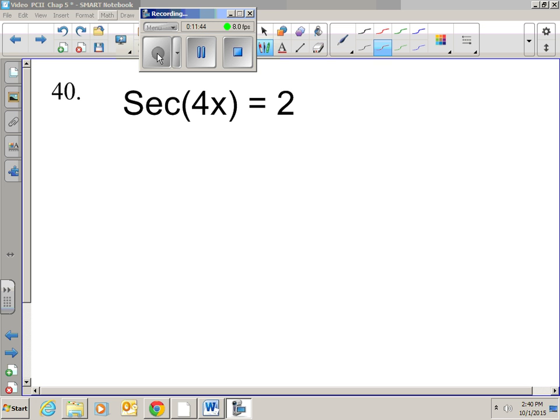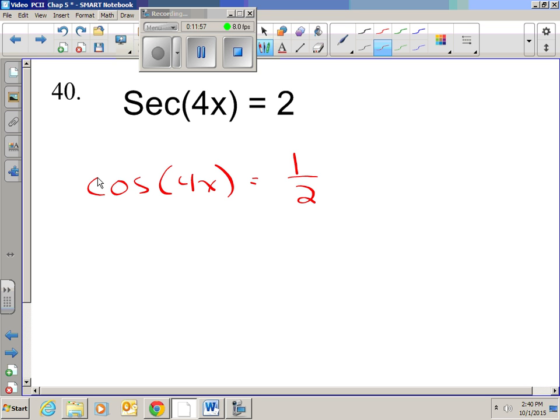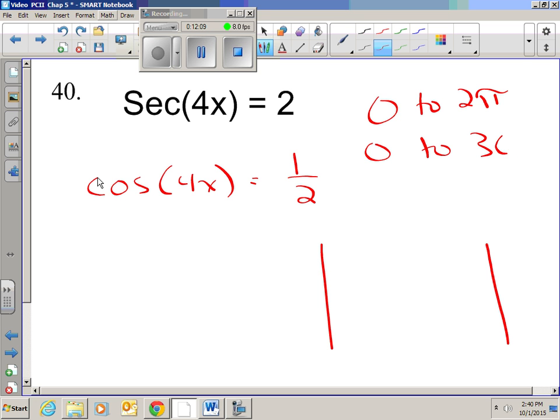I'm going to take the reciprocal of both of these right now, just to make my life easier, because I would much rather work with a cosine. So I have cosine of 4x is equal to the reciprocal of 2, which of course is 1/2. Now, just think about the cosine curve for a minute. If I want to get the periodic solution, 0 to 2 pi, or 0 to 360, we'll do both.